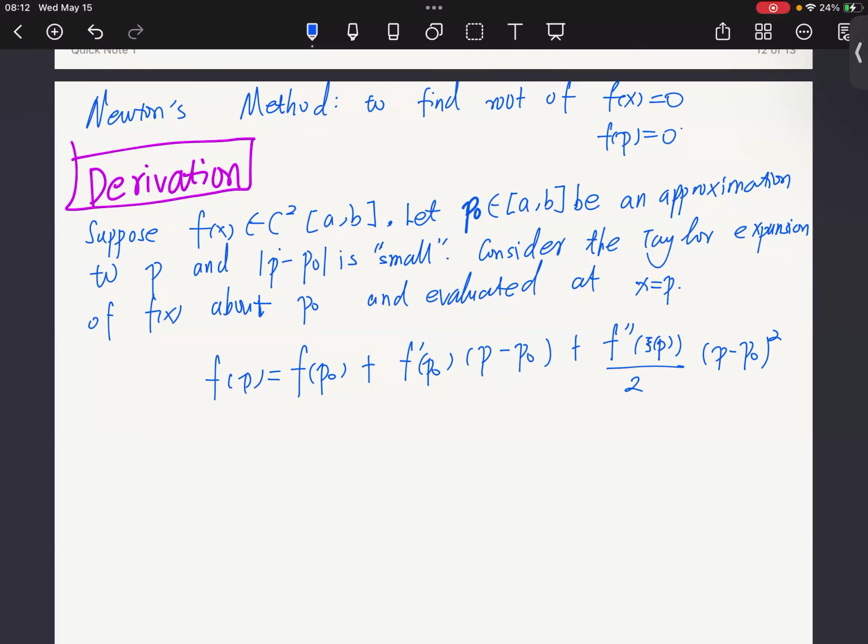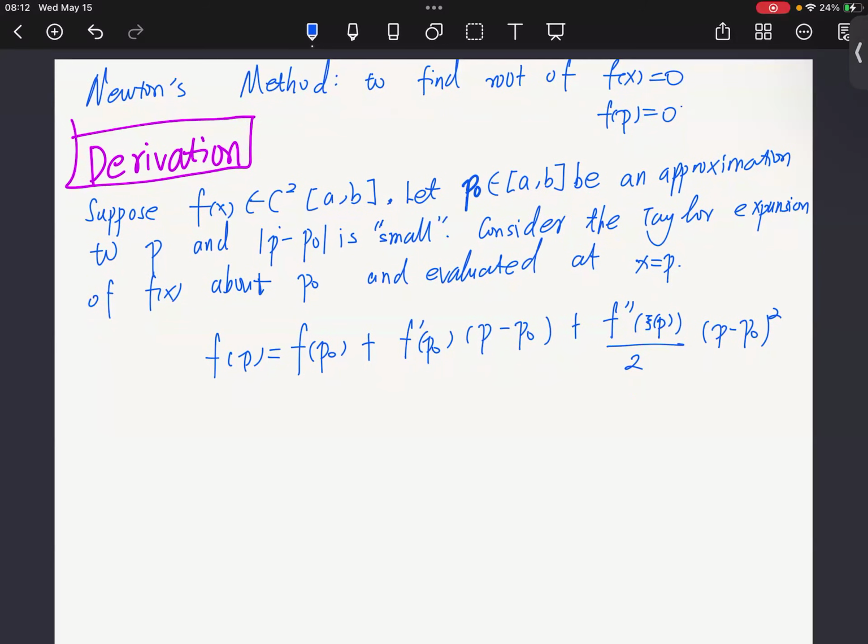And this is the Taylor expansion, where c_p is in between these two points. It could be p0 to p, but it depends on the order of p and p0. So this is just between p and p0.